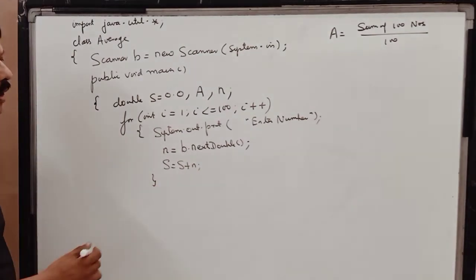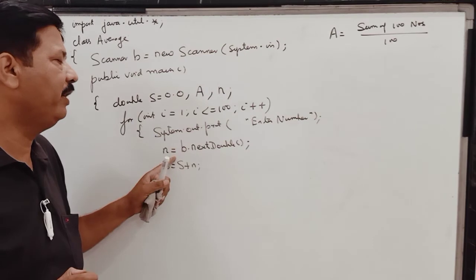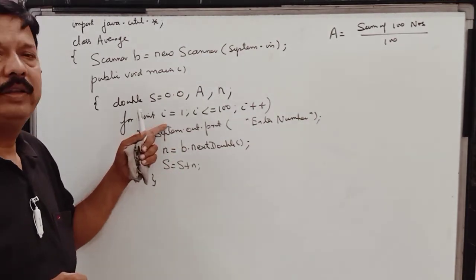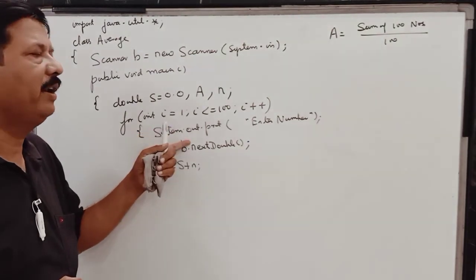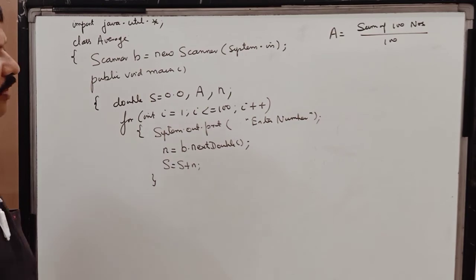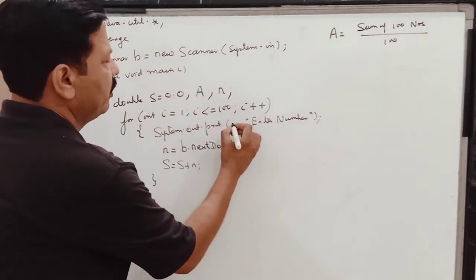So what I am doing, I have entered my first number. When the value of i becomes 1, I have entered the first number. I have added this number to s. Then I go up. The loop executes the second time. I enter the second number here. I add that number.